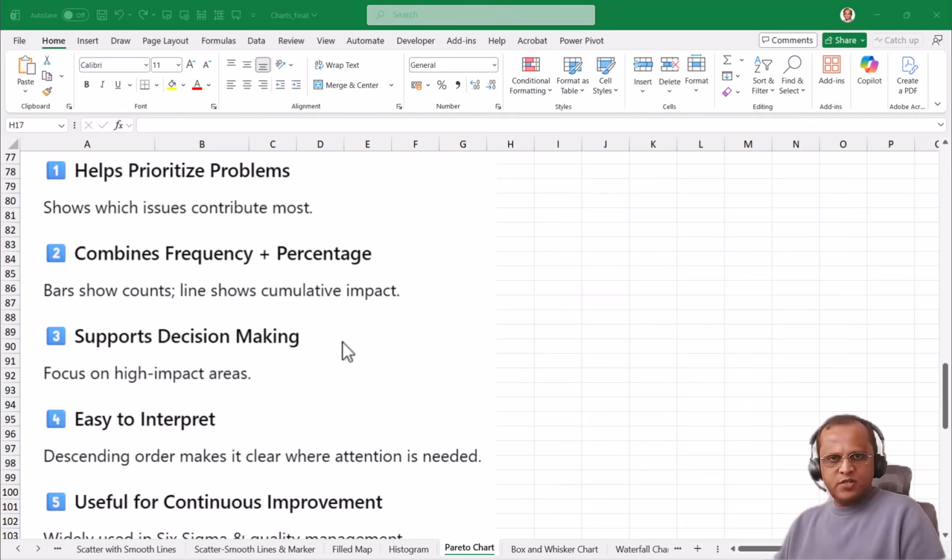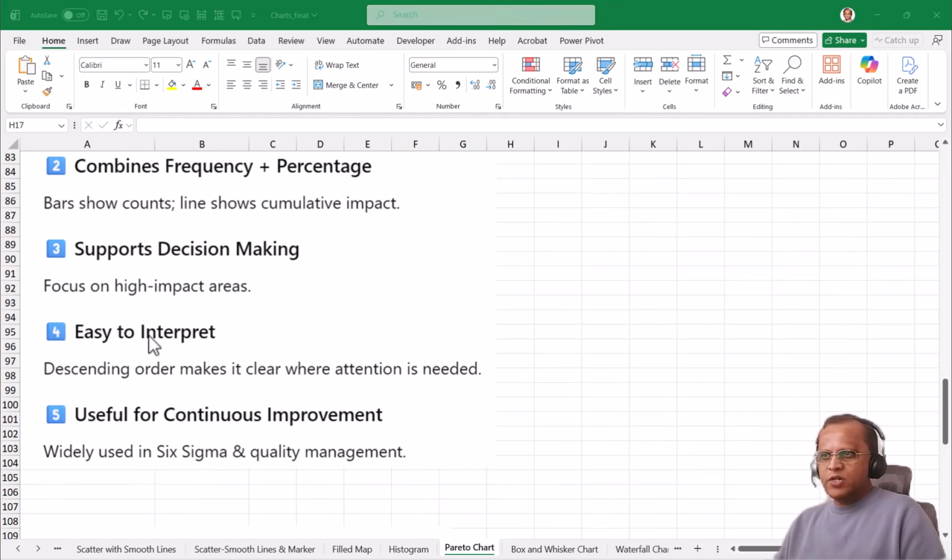It supports decision making, so it focuses on the high impact areas which we have to tackle. Fourth one, it is easy to interpret. Descending order makes it clear where attention is needed, and it is useful for continuous improvement. It is widely used for Six Sigma and quality management.